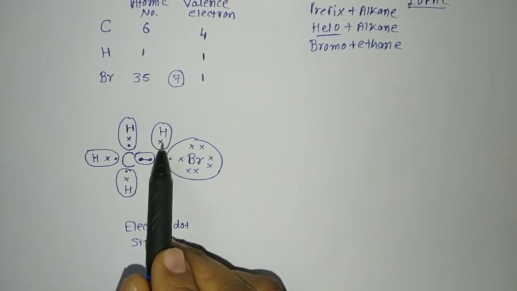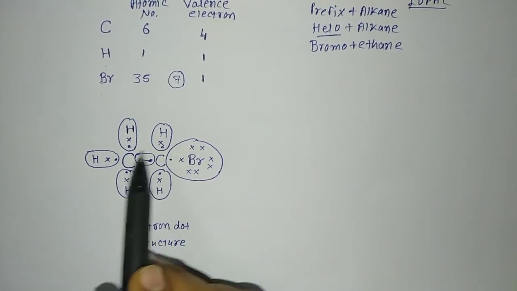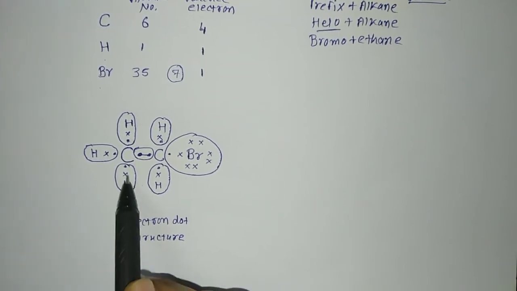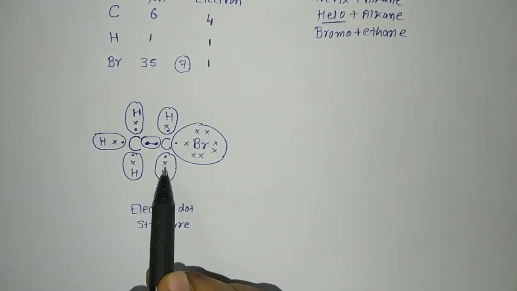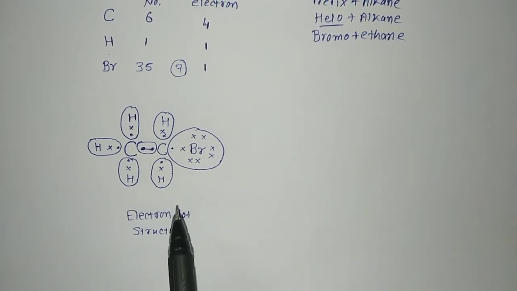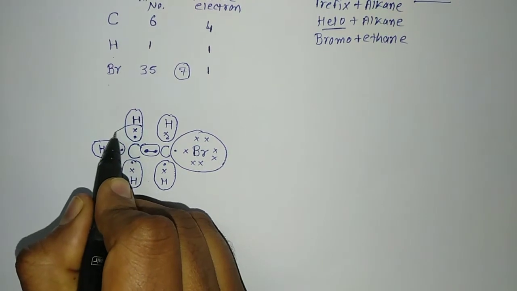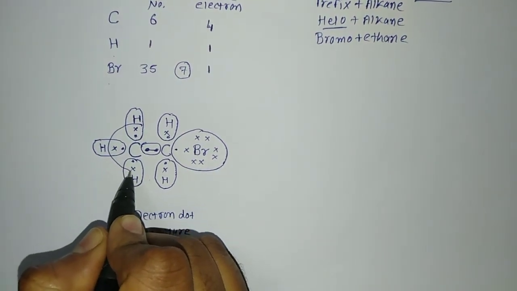For this hydrogen, 1 and 2. So its octet is completed. For this hydrogen, 1, 2. It's completed. For this hydrogen, 2. This hydrogen, 2 and this hydrogen, 2. As well, the valency of carbon is 4. For this carbon, we'll draw the round.